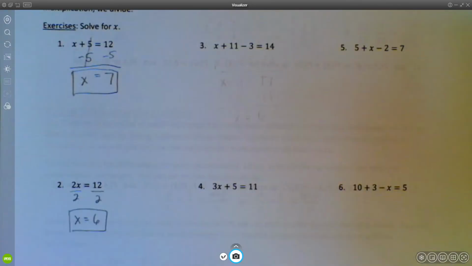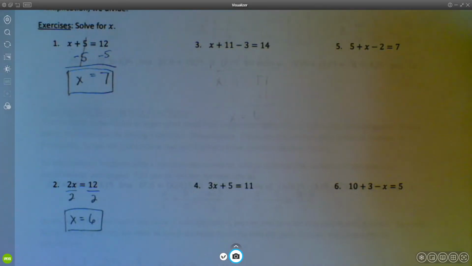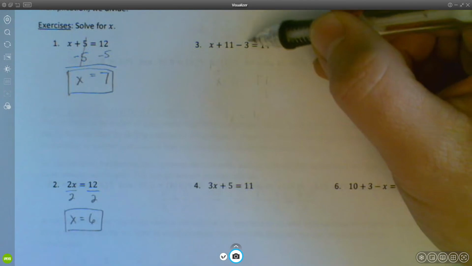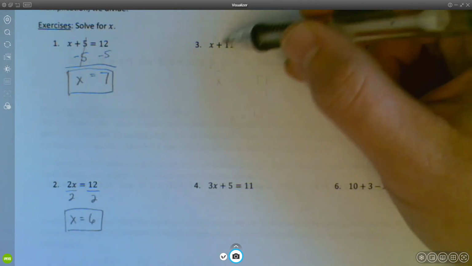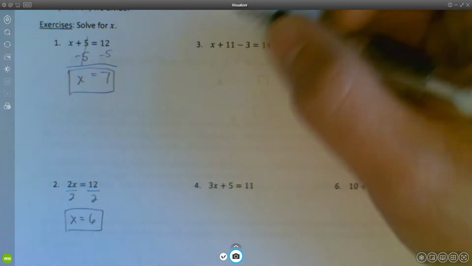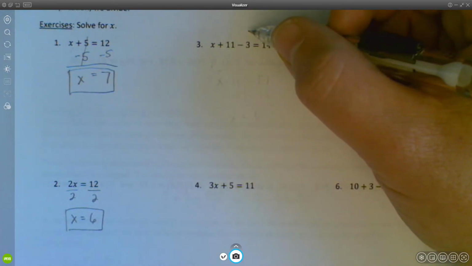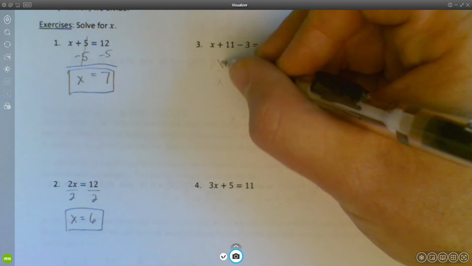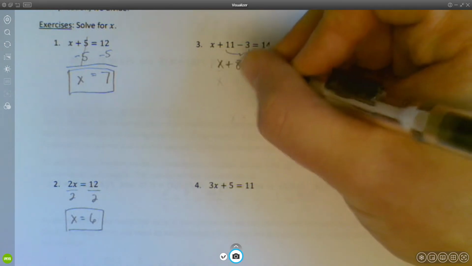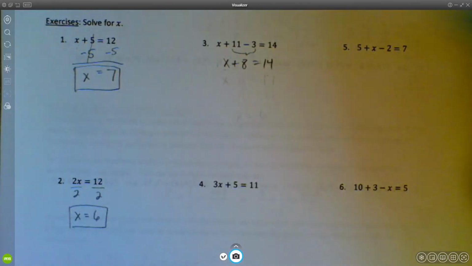And we could simplify first. What I mean by that is we can combine anything that doesn't have an x on it. In this case, 11 minus 3, those are like terms, okay, because neither of them has an x on it. And so I can just go ahead and do 11 minus 3. 11 minus 3 is 8, right? So I can say the 11 minus 3 becomes an 8. So this is x plus 8 equals 14.